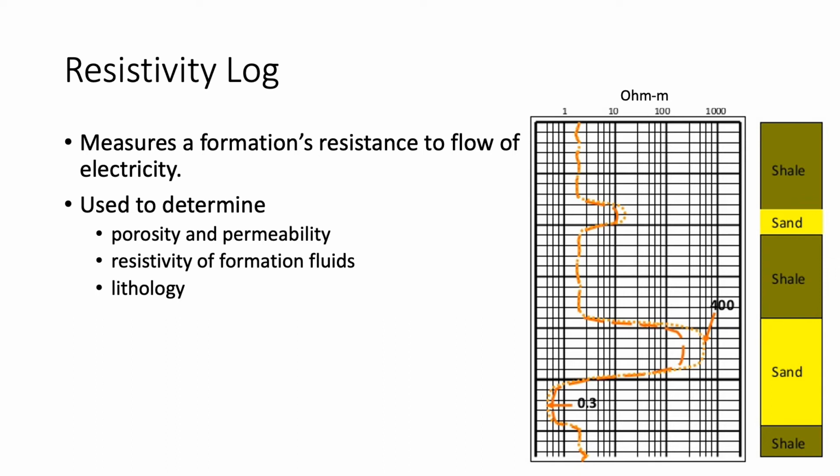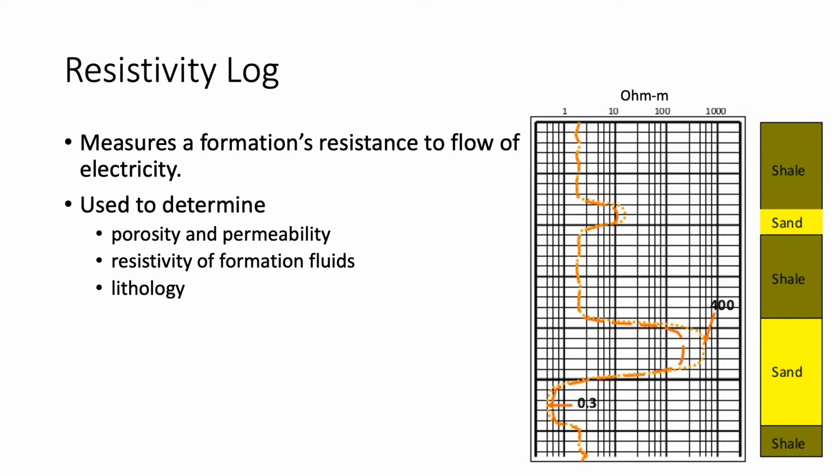Another electrical log uses an active source of electricity rather than measuring natural differences in electrical potential to find how much a formation resists the flow of electricity. Usually this is used as an indicator of fluid presence and therefore porosity and permeability, and as an indicator of different rock types.